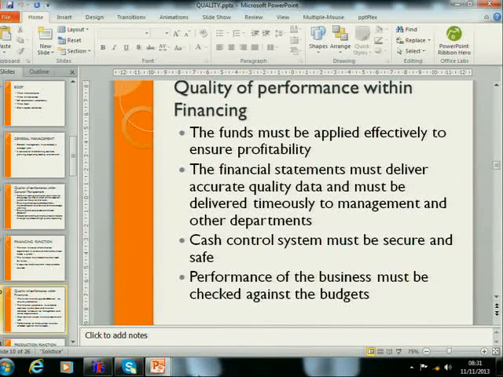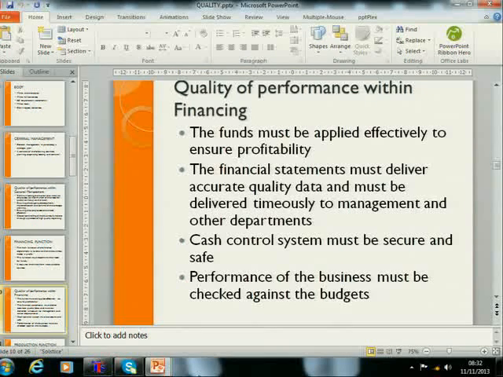Financial statements must deliver accurate quality data and must be timeously delivered to management and other departments. You've got to draw up financial statements and you must deliver them, and the information that is contained in those statements must be true. They must be accurate. You must always be certain that the information that you give is accurate, because more often than not you'll find that it may be a business where people are very interested, people have got interest there, like the investors. So you've got to deliver accurate information. Cash control system must be secure and safe.